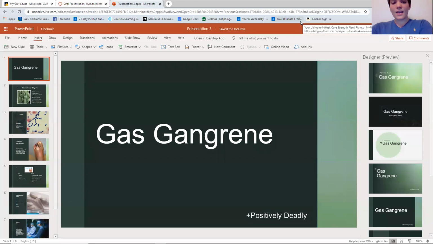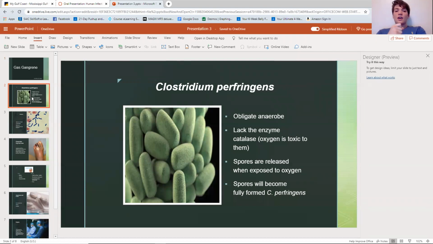Hi, so today we're going to be talking about gas gangrene. It is positively deadly. Now, gas gangrene is caused by a bacteria called Clostridium perfringens.